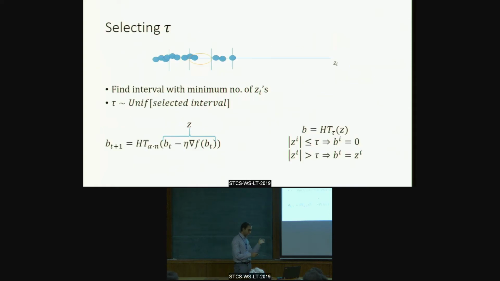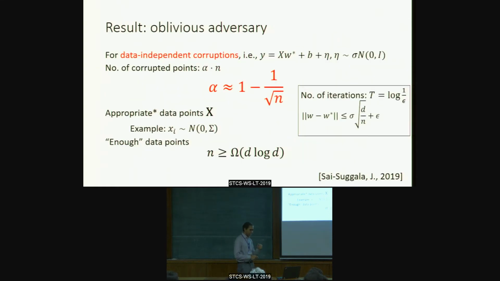I'll skip the intuition behind how we selected tau for now and just go to the result. The result says that when your fraction of corruptions is 1 minus 1 by root n, you will be able to recover w star at the optimal rate. So what this means is that if every single point but root n of your points are corrupted, then you are good to go. Tau is very dependent on each iteration, so we will need to estimate tau during each iteration. So it's a much more careful analysis there.